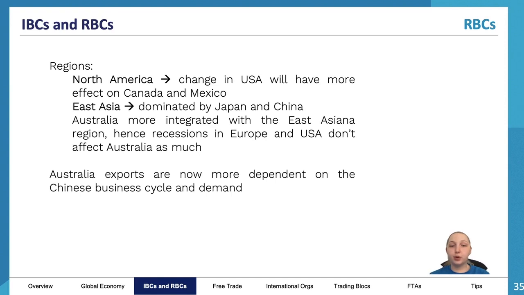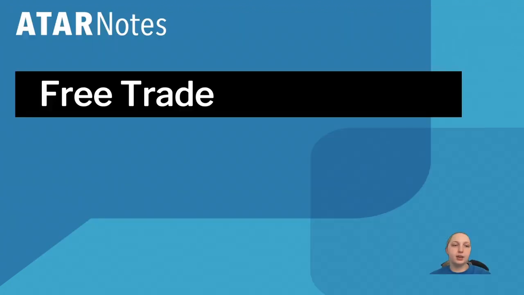Australian exports also are now more dependent on the Chinese business cycle and demand in China, because of how much we export to China. And just as a general fun fact, Australia is one of the only countries that exports more to China than we import from them, relative to population and stuff like that, which is just a random fun fact for you.